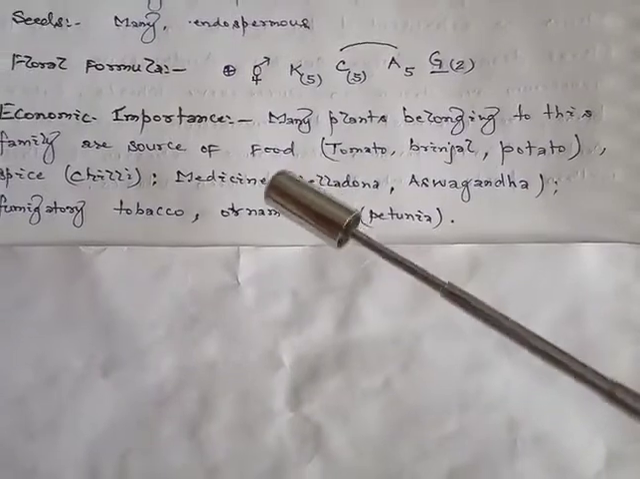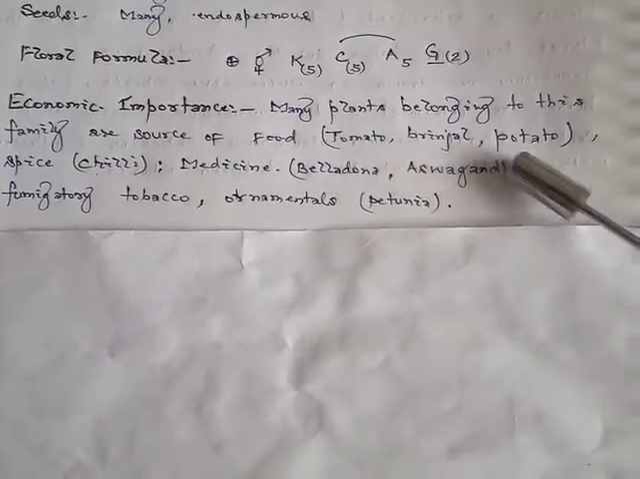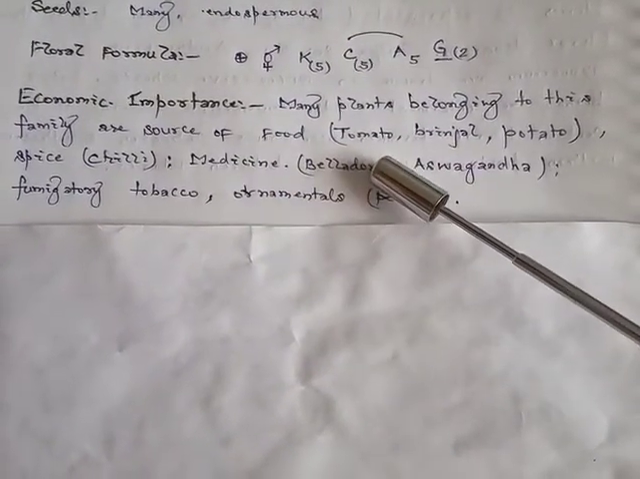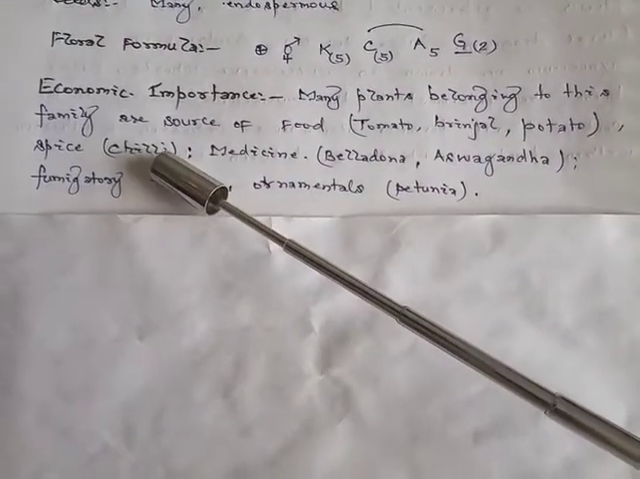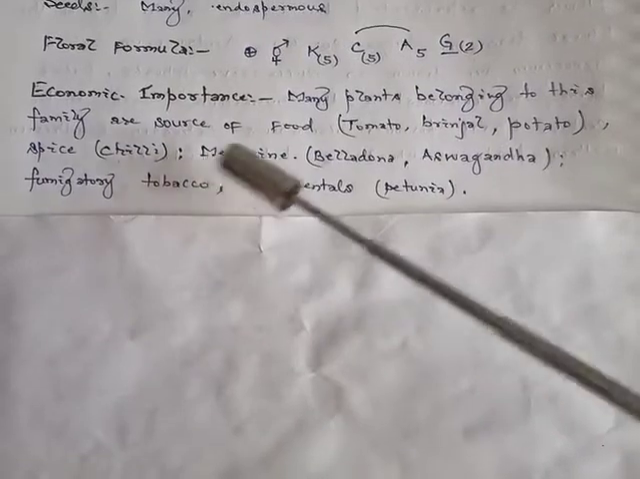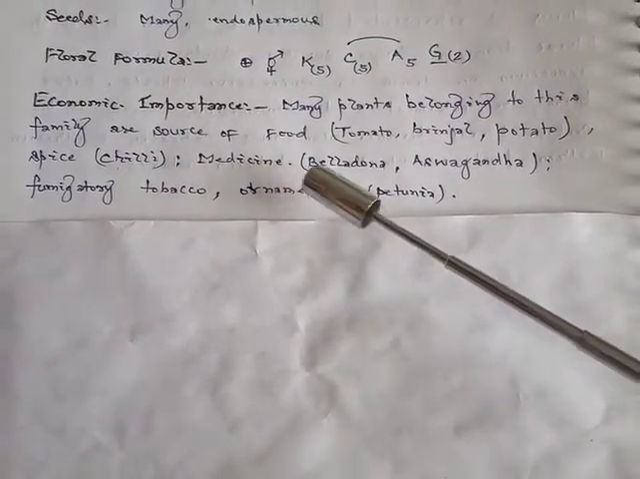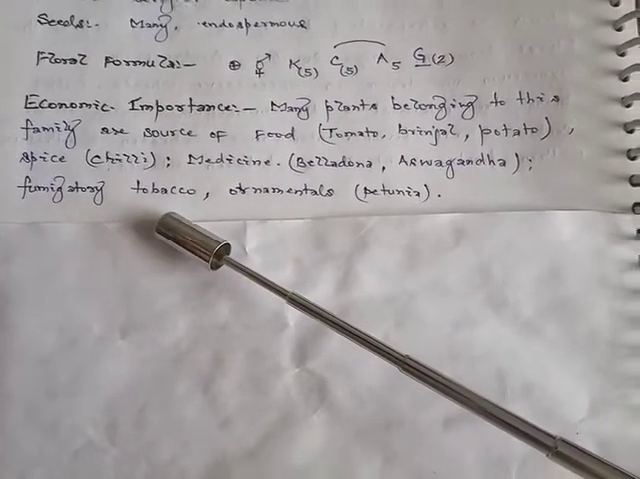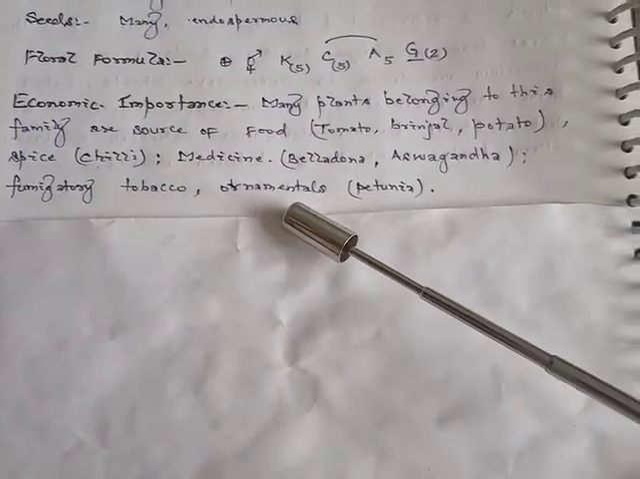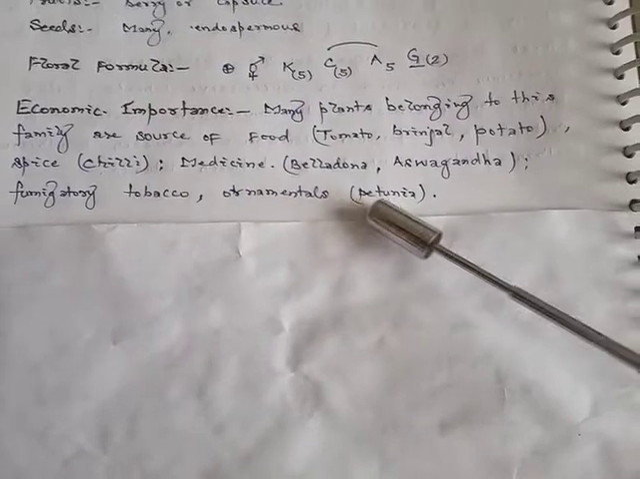Regarding the economic importance, many plants belonging to this family are a source of food, for example tomato, brinjal, potato, etc. Some are used as spices, example chili. Some are used in the form of medicine, example belladonna, ashwagandha. Some are used for fumigatory purposes, example tobacco. Some are used as ornamentals, example petunia, etc.